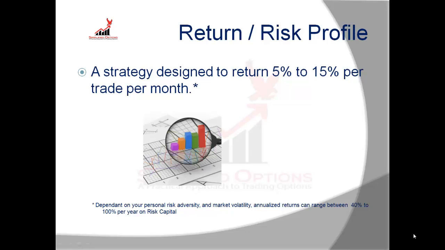Note the asterisk on the bottom. Depending on your own personal risk profile, you can push these trades into a higher winning return on your investment. But be cautioned. By doing so, you will also increase the potential risk of losing the trade. As with most things in life, when you shoot for a higher reward, it always brings in higher risks. So, just so you know that. But we are going to design this to return consistently 5 to 15% per trade per month.